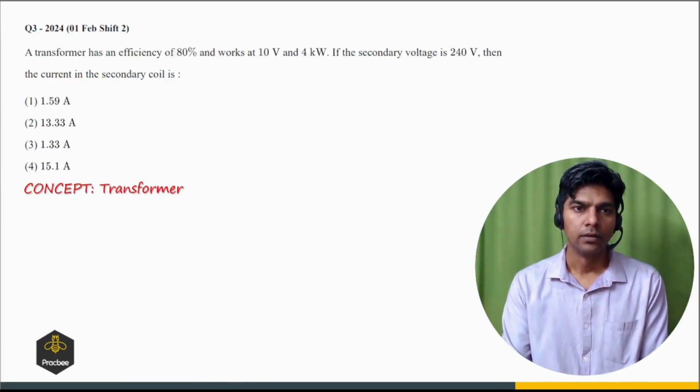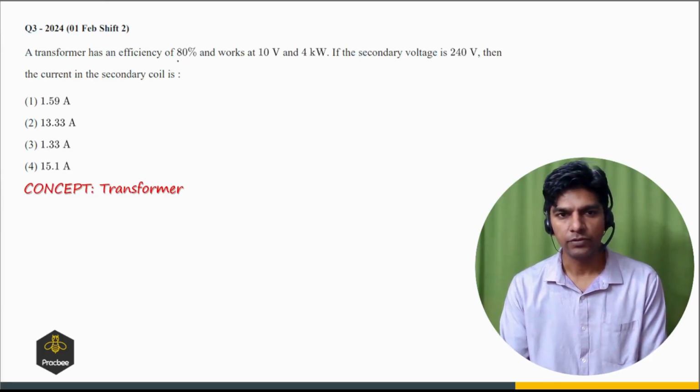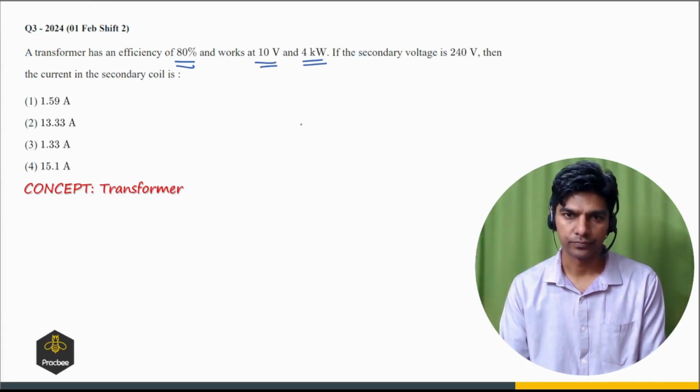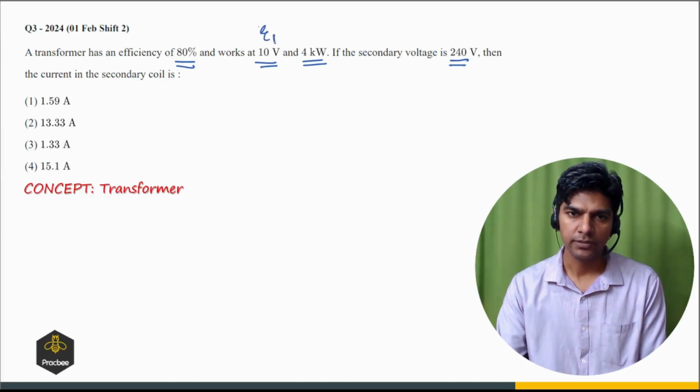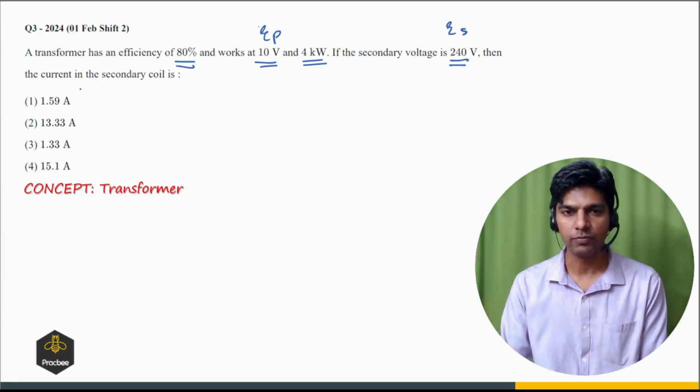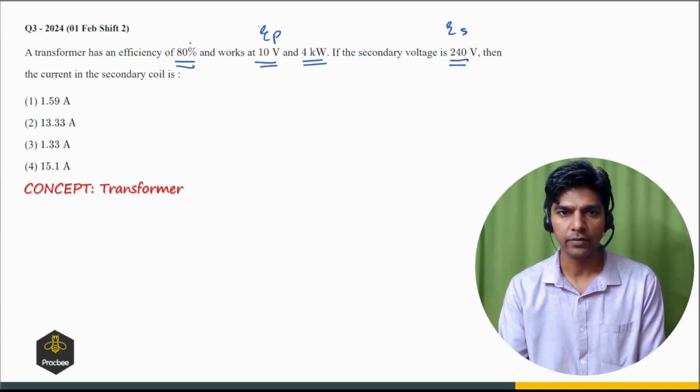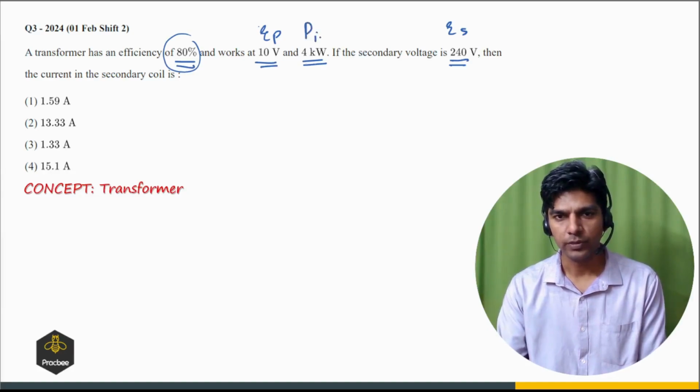Now let us see a question based on this. A transformer has an efficiency of 80% and works at 10 volts and 4 kilowatt. The secondary voltage is 240. So this is the primary voltage. We can say this is EP and this is ES. Then the current in the secondary. So we have to find the current in secondary, and efficiency is given. So this is input power.